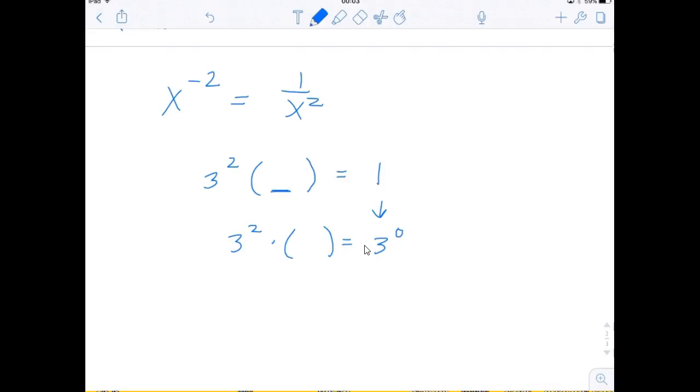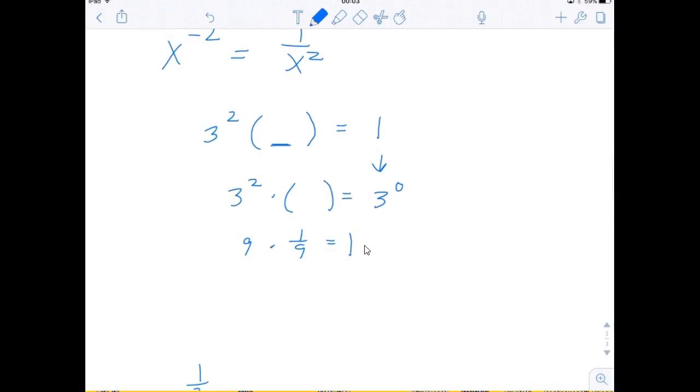Well, 3 squared is 9, right? What do I multiply times 9 to get 1? I would multiply by 1/9, right? Well, 9 times 1/9 is equal to 1. Okay. Now I'm going to represent this as an exponent of base 3, and I'm going to represent this as an exponent of base 3. Then I want to represent this too as an exponent of 3, but I don't know what the exponent is. Okay. So I have 3 squared times 3 to the something equals 3 to the 0.